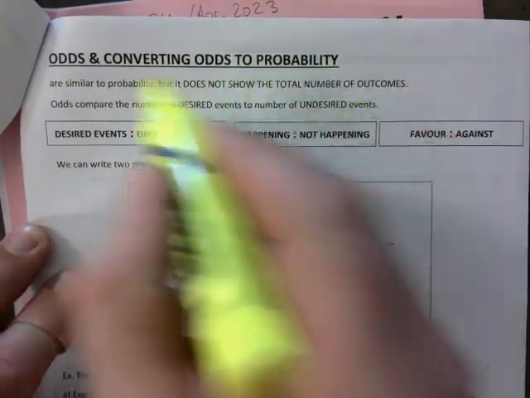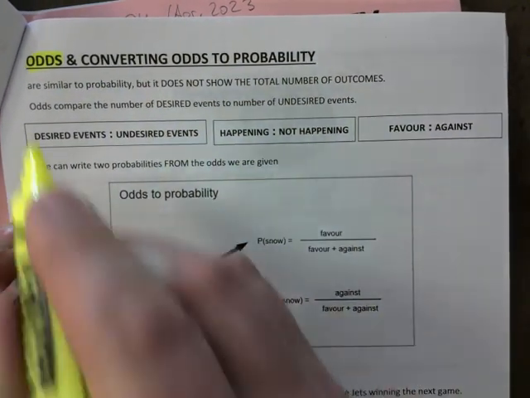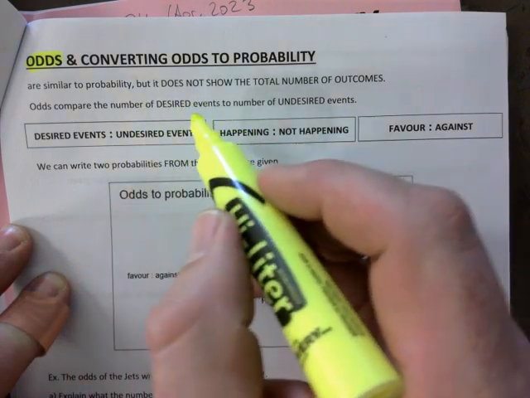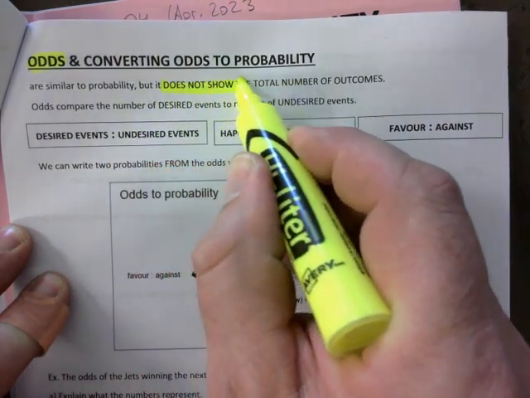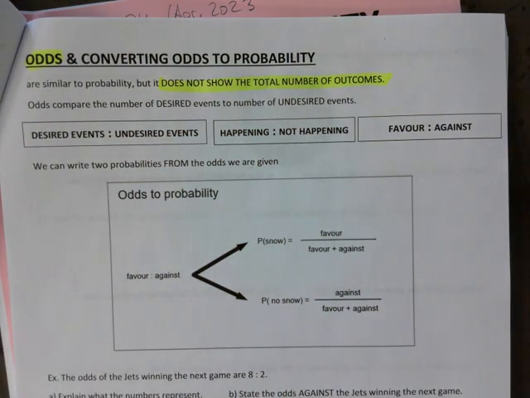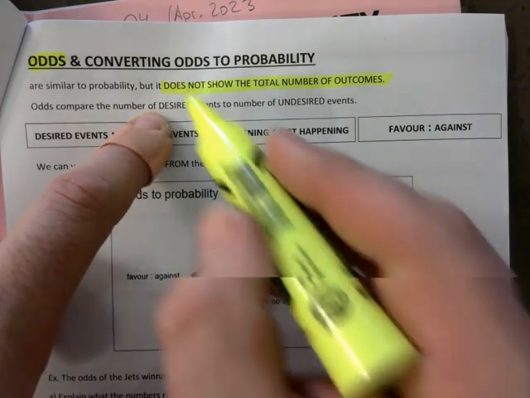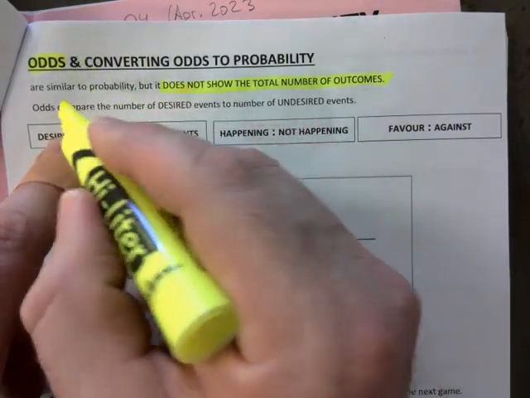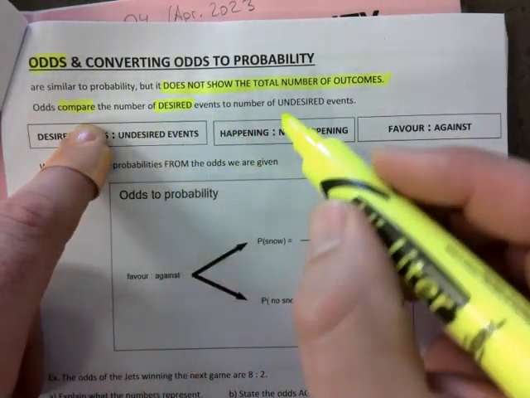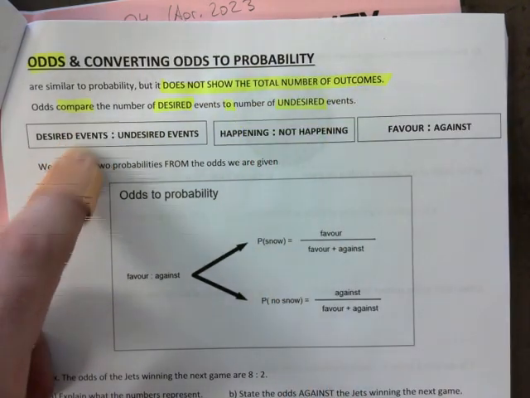Odds and converting odds to probability, but let's focus on odds first and foremost. Odds are similar to probability, but highlight this please, does not show the total number of outcomes. That's what is odd about odds, that it does not give you the total number of outcomes like probability would have done, right? Odds compare the number of desired to undesired outcomes.